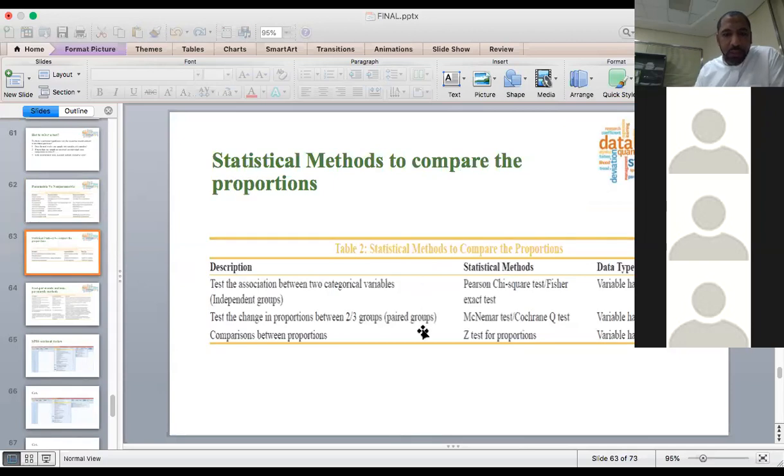Okay. Now, statistical methods to compare the proportions, a test of association between two categorical data, we do what we call chi-square, like the example I've just mentioned, gender and smoking status. And also to test change in the proportion between two paired groups, comparison between proportions, we do what we call a z-test.